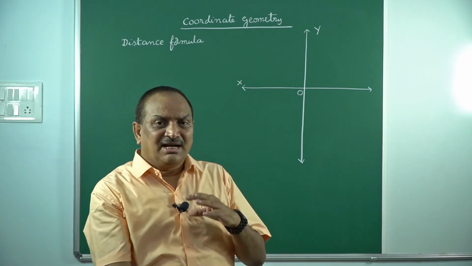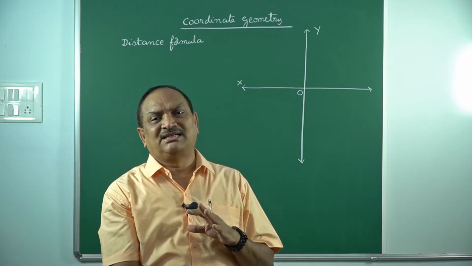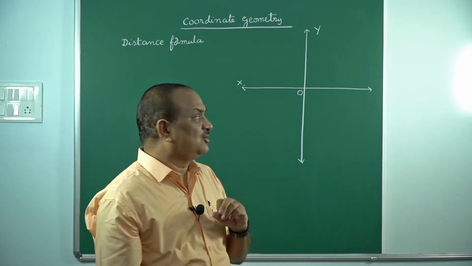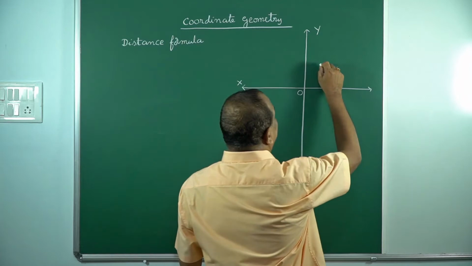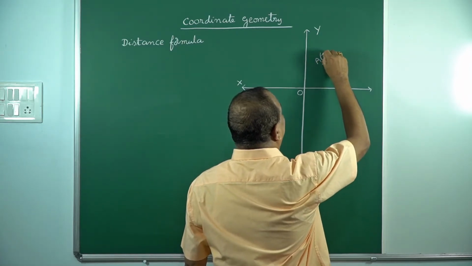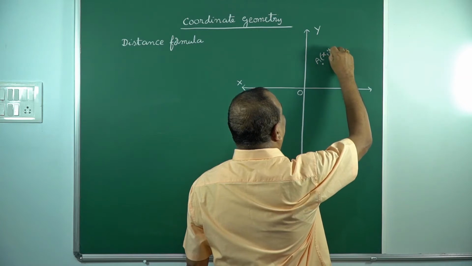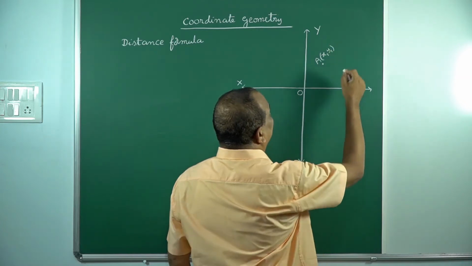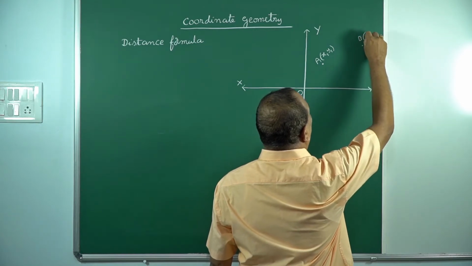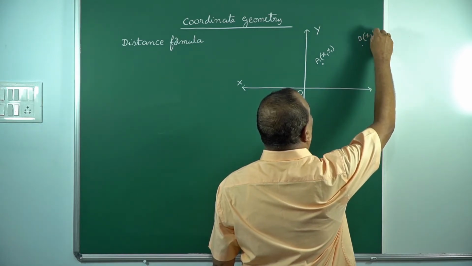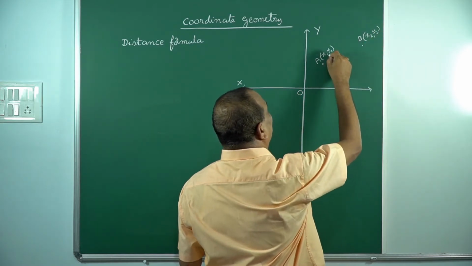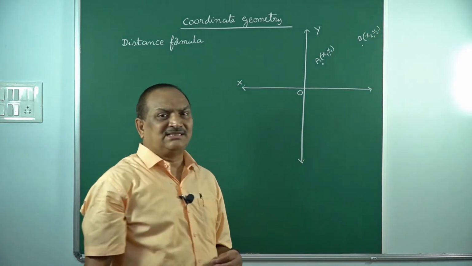Here now there are 2 points given in the plane whose coordinates are known. There is one point here, A. The coordinates are x1 and y1, the x coordinate and y coordinate. There is another point B whose coordinates are x2 and y2. You can say x2 comma y2 and x1 comma y1. So there are 2 points given.